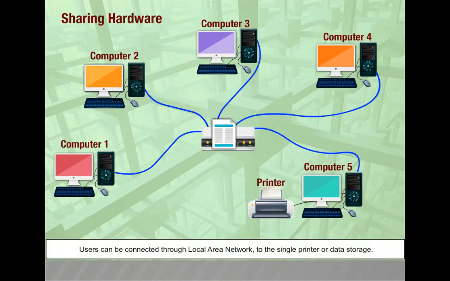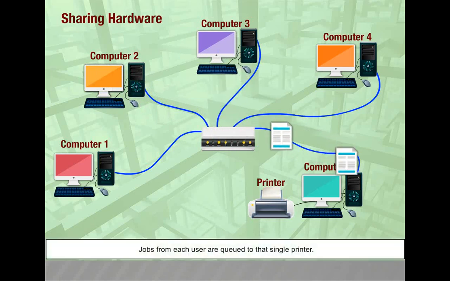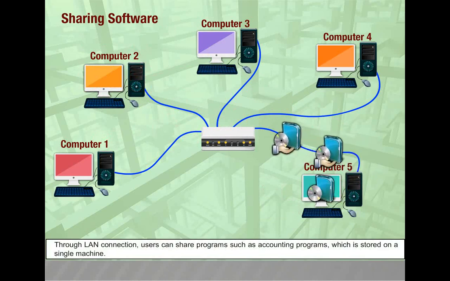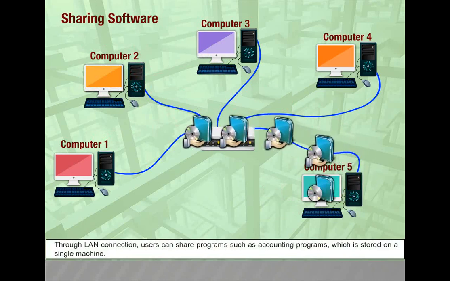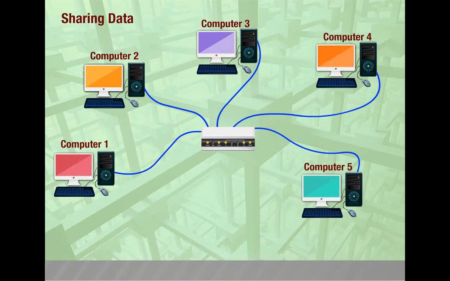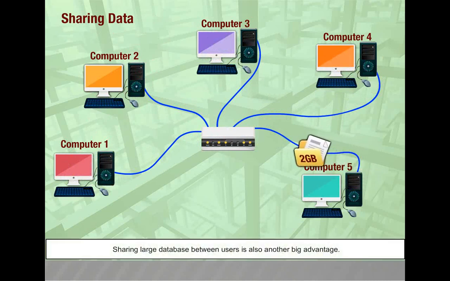Users can be connected through a local area network to a single printer or data storage. Jobs from each user are queued to that single printer. Sharing software. Through LAN connection, users can share programs such as accounting programs, which are stored on a single machine. Sharing data. Sharing a large database between users is also another big advantage.